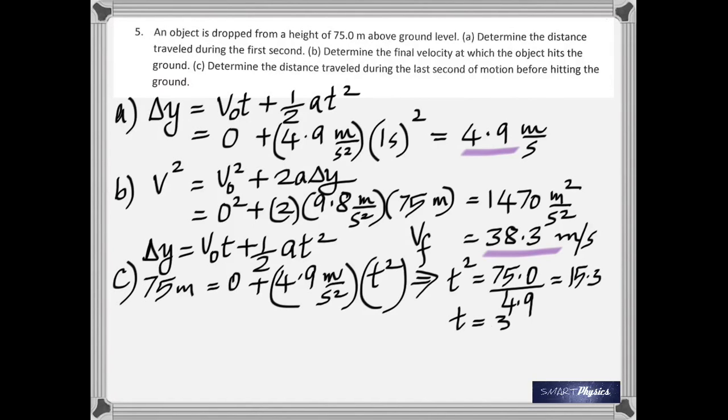Take the square root of that. Now since we know that it takes 3.91 seconds, we just need to find the distance traveled in 2.91 seconds and take the difference. Same equation again.